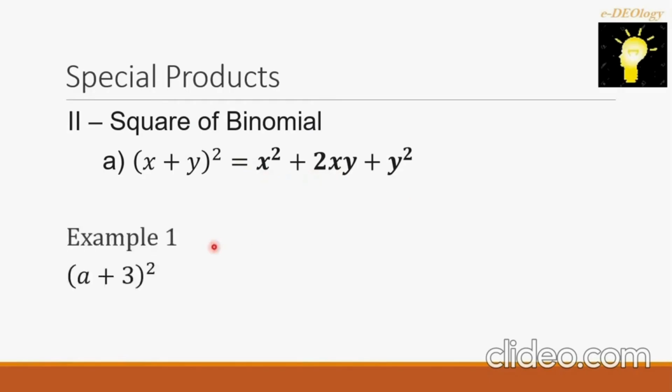So example 1, a plus 3 raised to 2. In our answer, we expect three terms represented by these three blanks. So the first is the a squared.